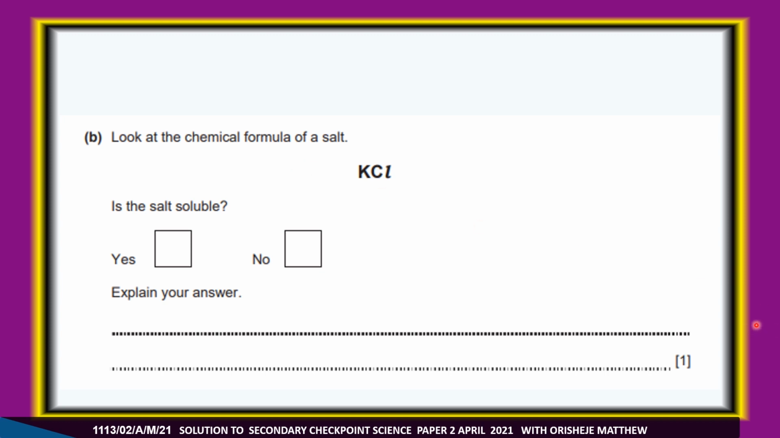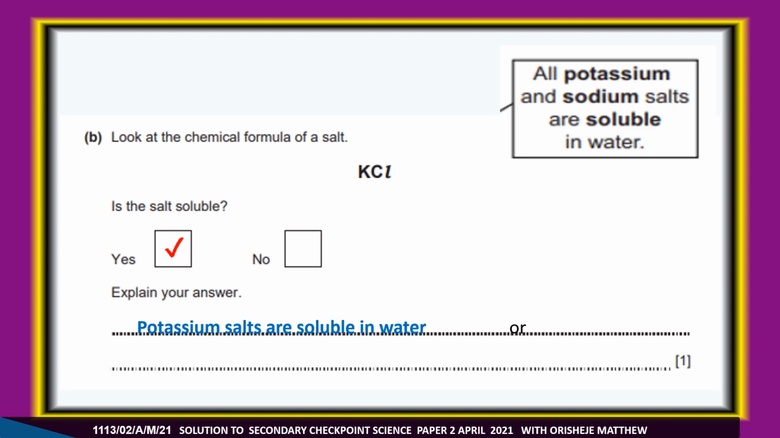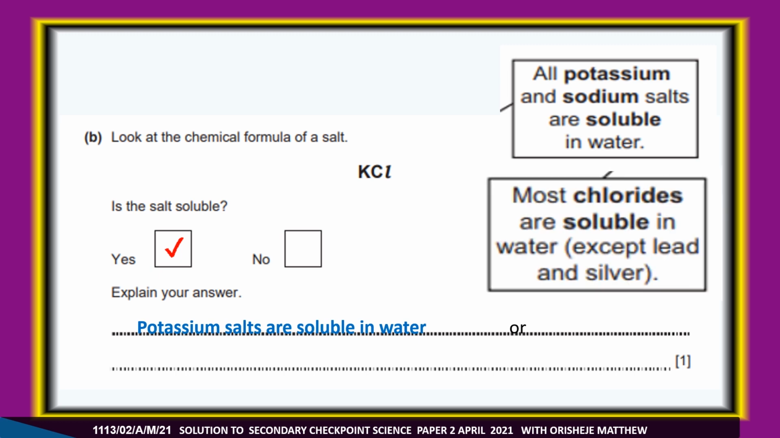Look at the chemical formula of a salt. Is the salt soluble? Yes. Explain your answer. All potassium and sodium salts are soluble in water. Potassium salts are soluble in water. Most chlorides are soluble except silver. Only lead chloride or silver chloride are insoluble in water.